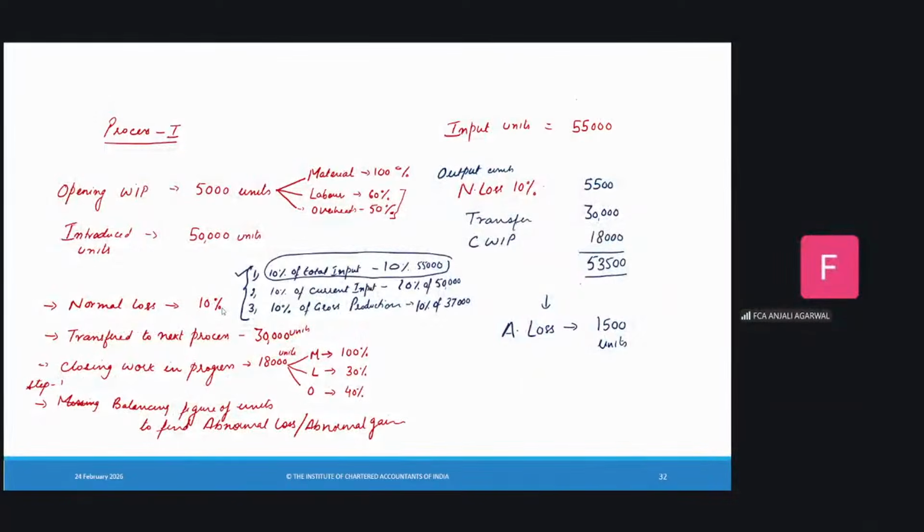The question is silent. Write your assumption: 10% loss of current input or total input, whichever is more convenient to you. The answer for all three will not be the same.